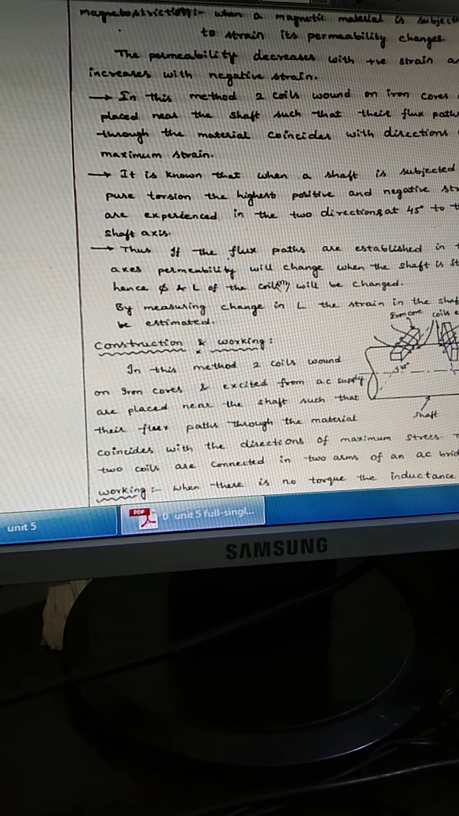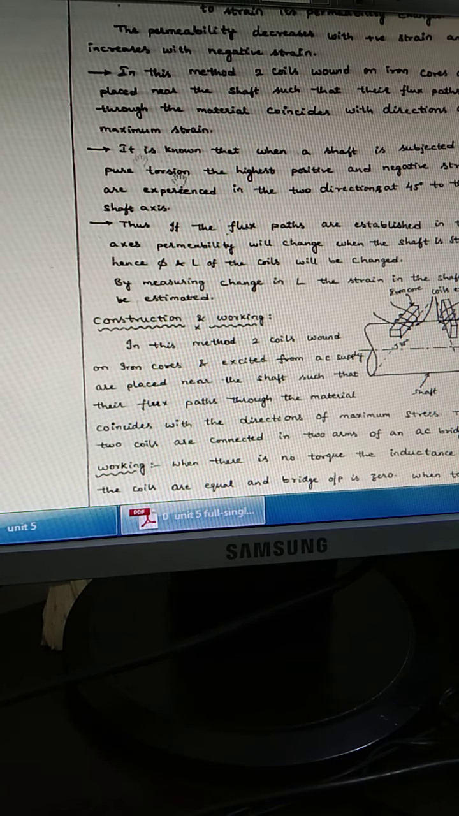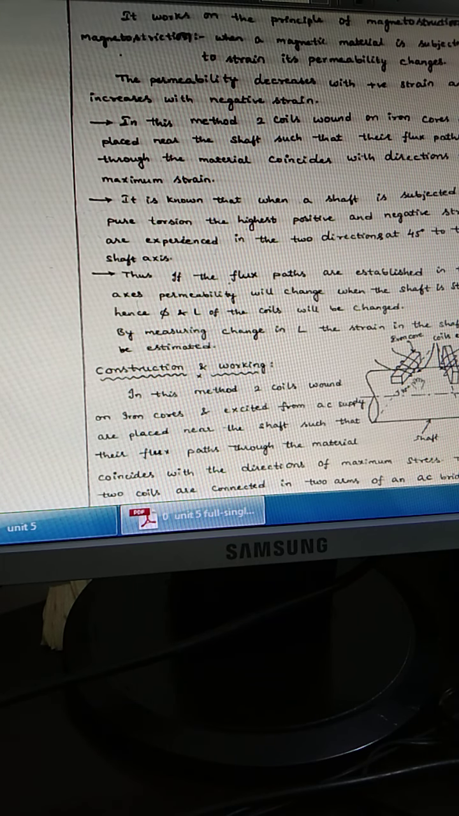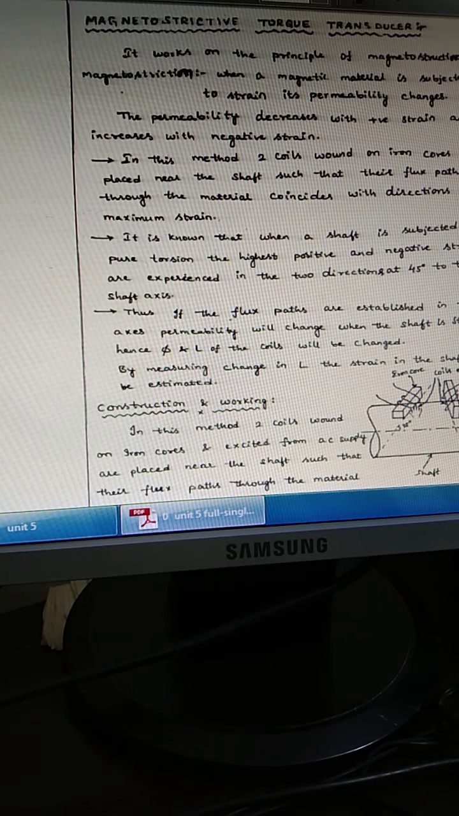So if we come to the construction, two soft iron pieces are taken. These are made of magnetostrictive material, that is, a magnetic material. These cores are made of magnetic material. If they are strained, their permeability changes. And now these two coils are connected in an AC bridge.